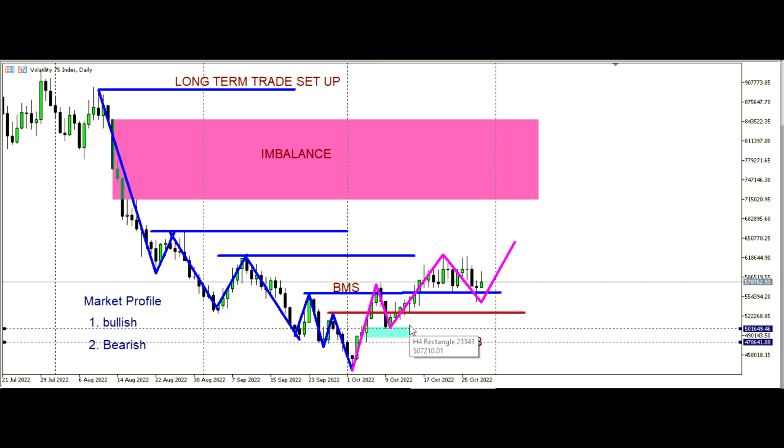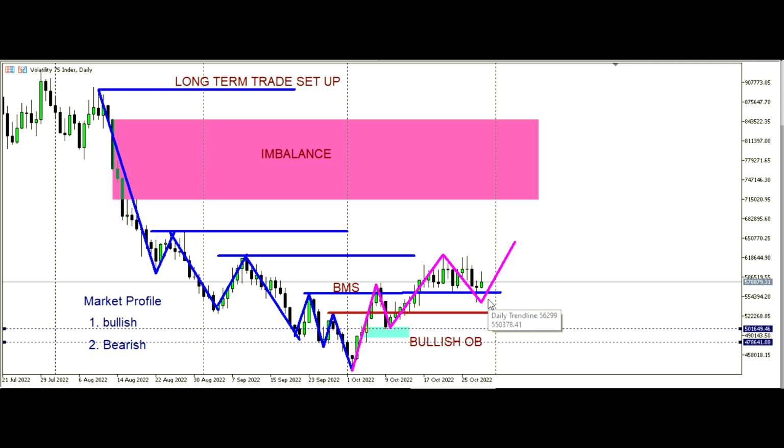This is just as simple as that. A market structure shift or a break in market structure. This is one of the basic entries that you can have as a position trader. You can always wait for this setup. It will come over and over again.